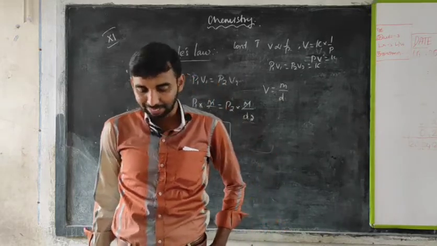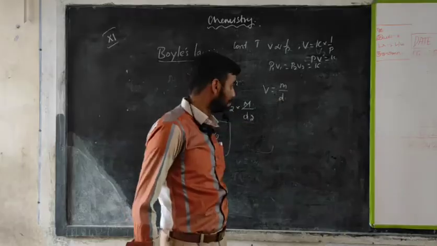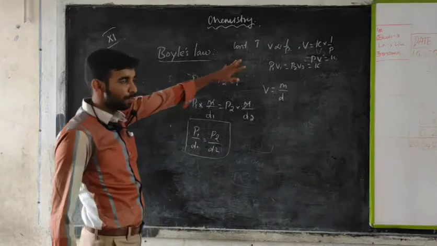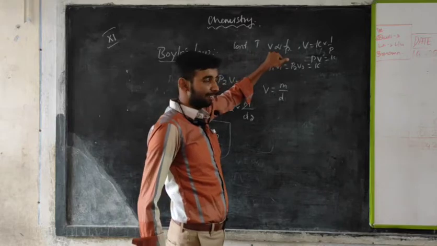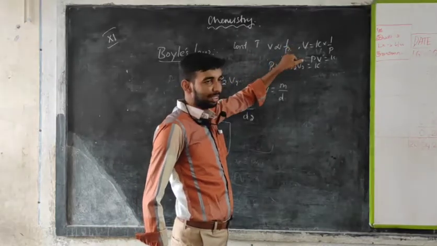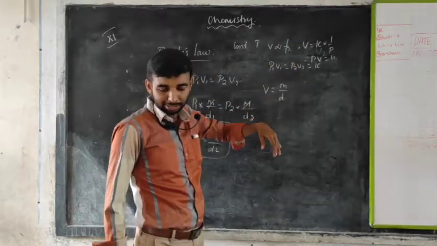Next is Charles' law. What we just covered is called Boyle's law. Boyle's law states that at constant temperature, the volume of a gas is inversely proportional to its pressure. This is called Boyle's law.